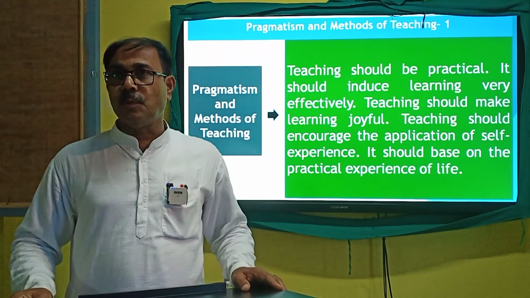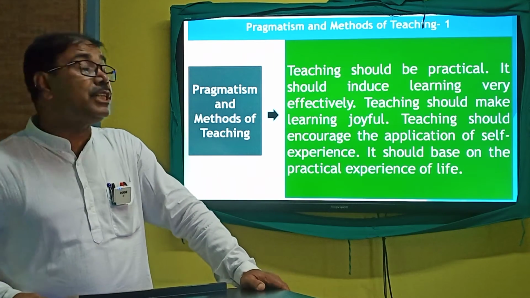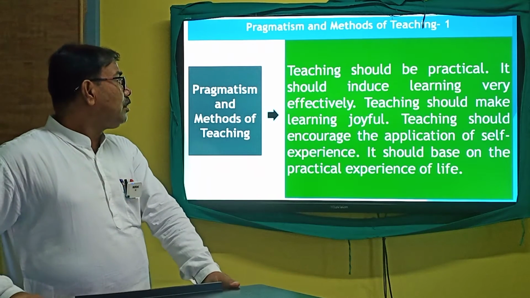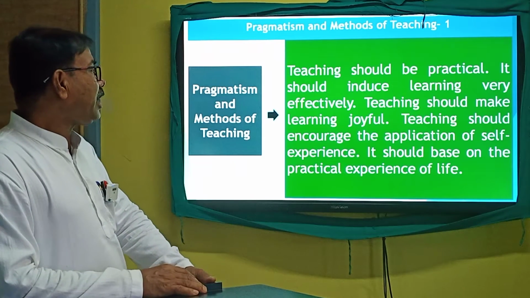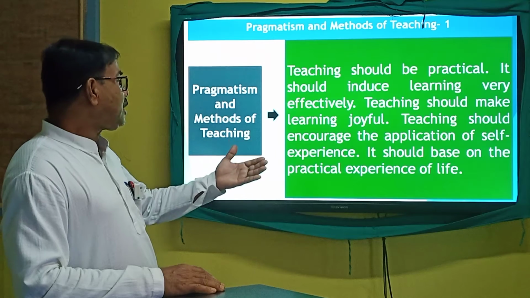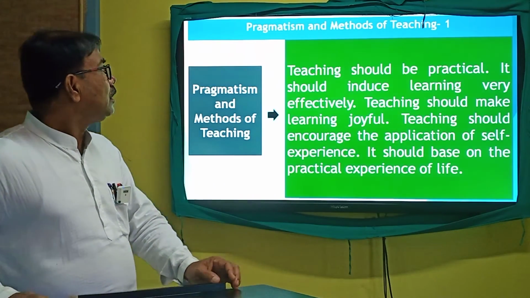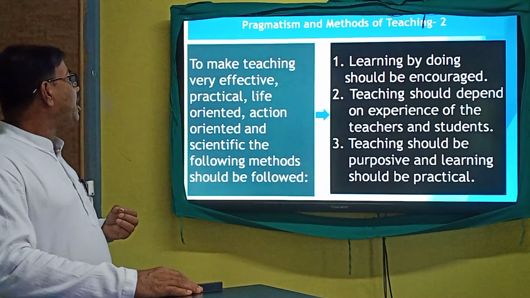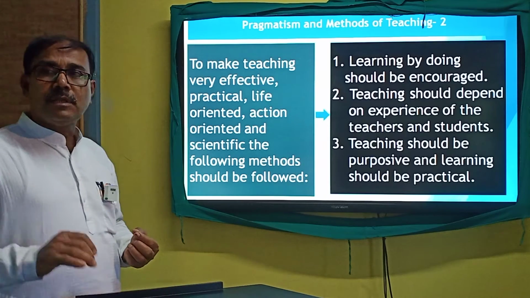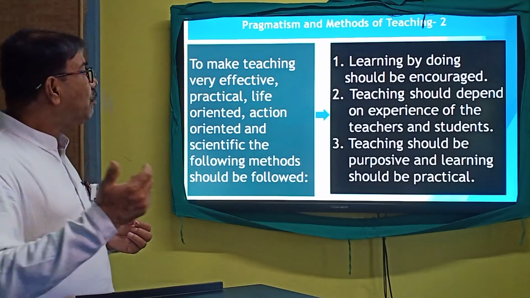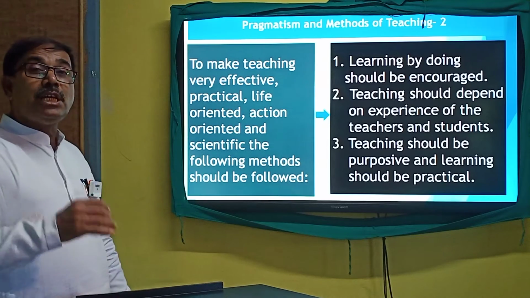They should have the chance to put questions for the satisfaction of their curiosity. Teaching should encourage the application of the self-experience of the students as well as the self-experience of the teachers. It should be based on the practical experience of life of the teacher as well as of the learners. Teaching should be quite effective and practical. Teaching as per the views of pragmatism should be life-oriented. Teaching should be action-oriented. Teaching should be scientific.